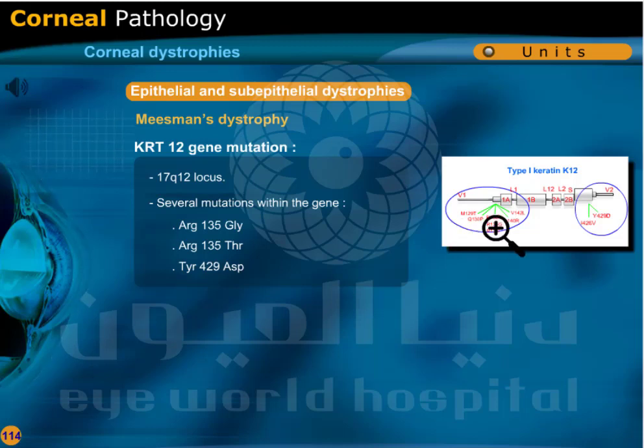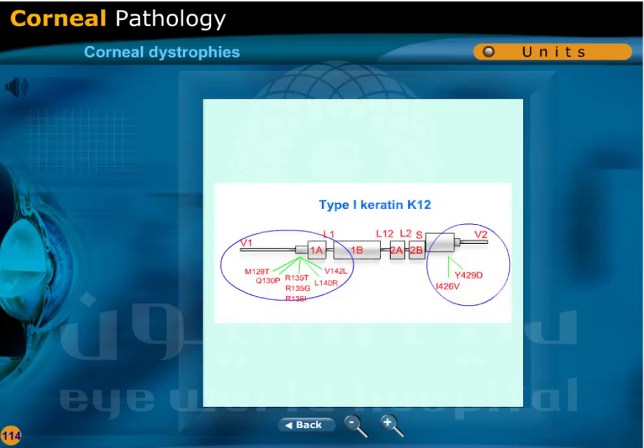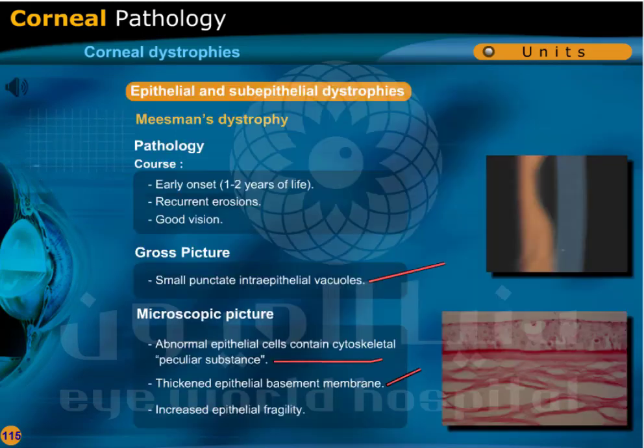KRT12 gene mutation, 17q12 locus. Several mutations within the gene: arginine 135 glycine, arginine 135 threonine, tyrosine 429 asparagine. Meesmann's dystrophy has an early onset, 1 to 2 years of life. There are recurrent erosions with good vision. Small punctate intraepithelial vacuoles are seen. Microscopically, there are abnormal epithelial cells containing cytoskeletal peculiar substance, and a thickened epithelial basement membrane with increased epithelial fragility.